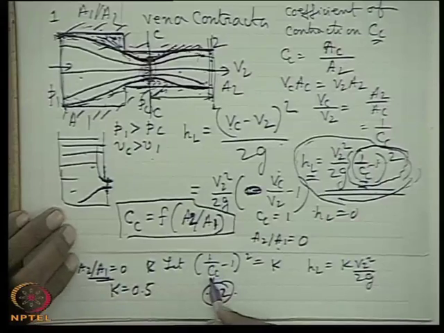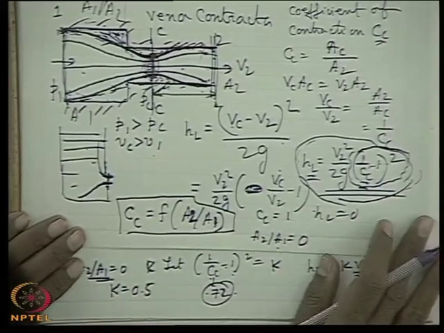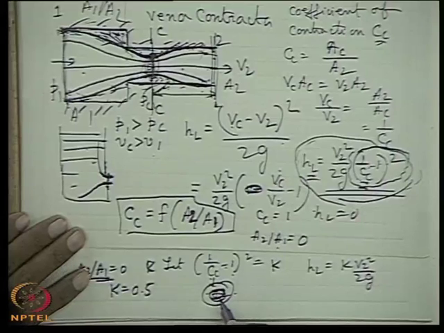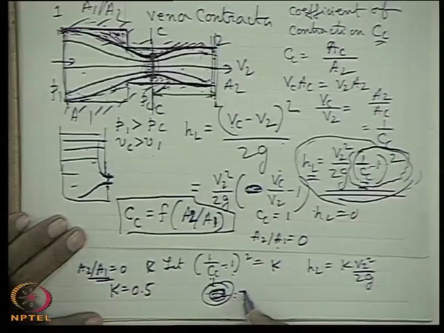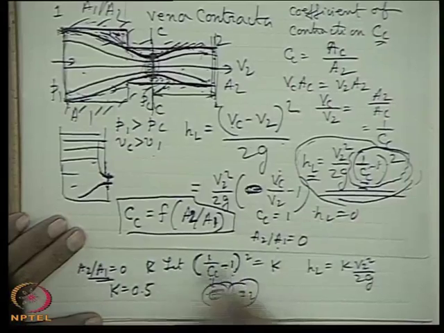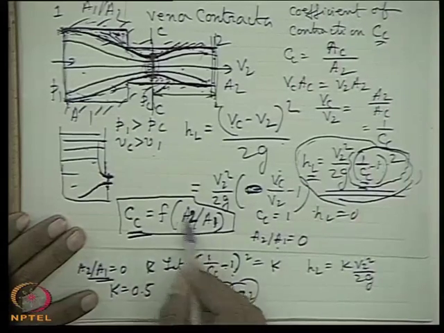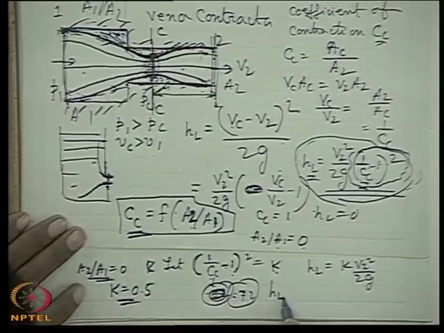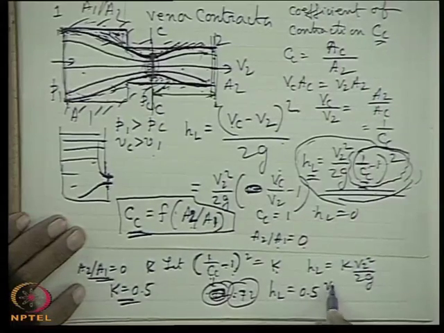So, that (1/Cc − 1) whole square becomes, Cc is 0.72. Or it may be 0.72, I don't know the value exactly. That means (1/Cc − 1) whole square. So, the Cc value becomes such that when A2 by A1 is 0, K becomes exactly 0.5. In that case, HL equals 0.5 V2 square by 2g.